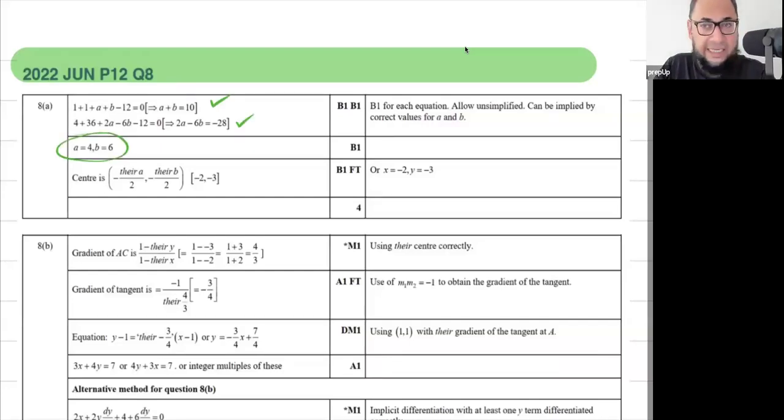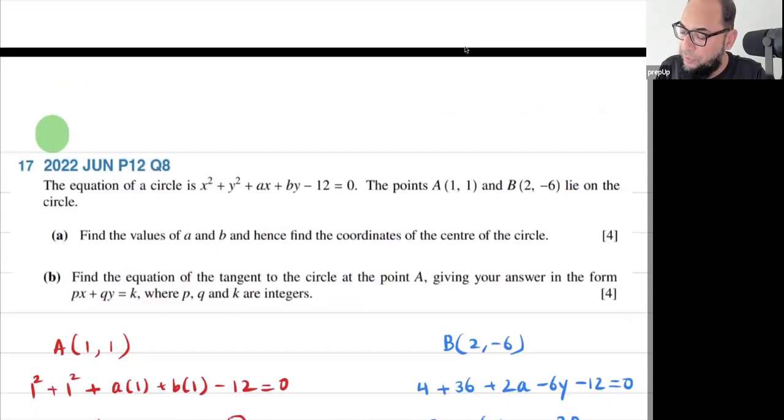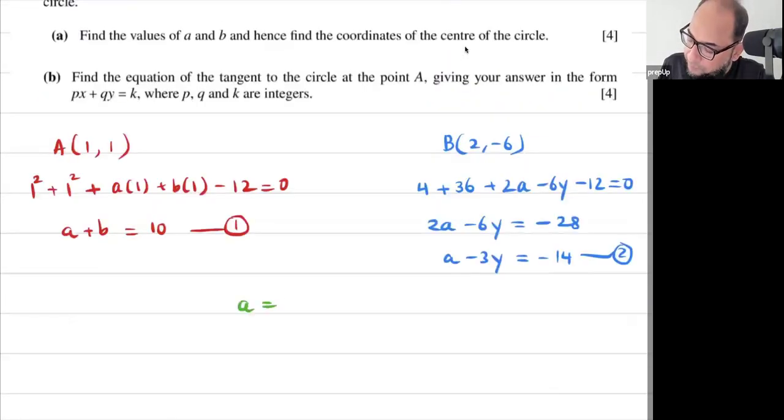We solve it simultaneously. I'm not going to waste time over it. a is 4 and b is 6. So therefore, a is 4, b is 6. This is after solving simultaneous equations. We get a and we get b.